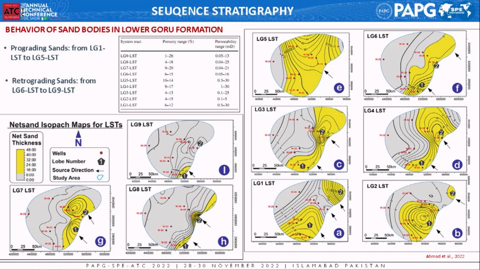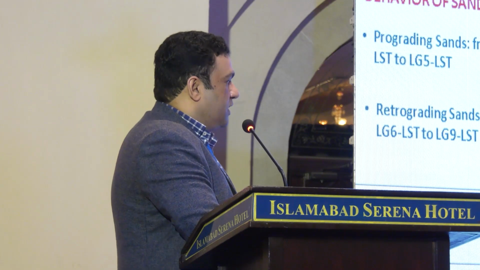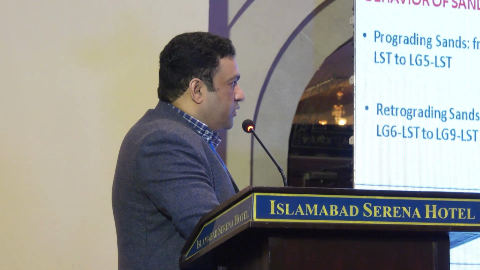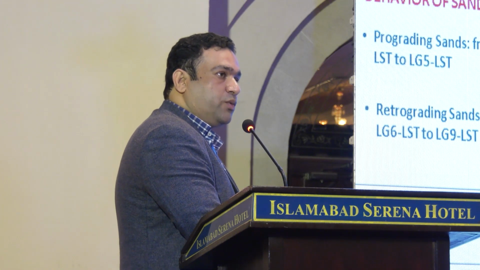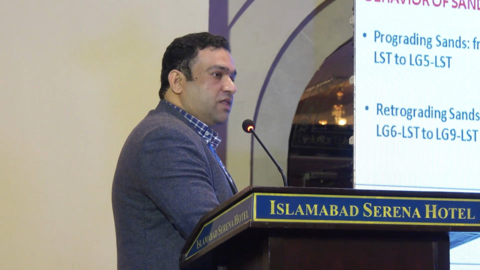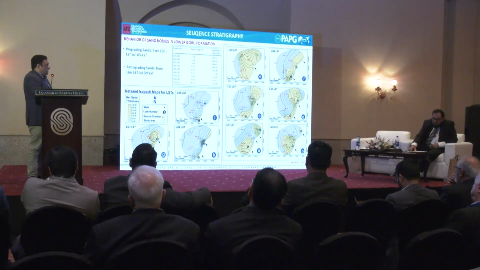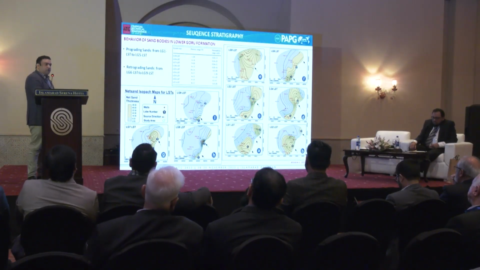So here you can see the sands are moving from the proximal side. Proximal side means land side to the basinal side. Land side is to the east and basinal side is to the west. So from A to E, the sands are actually moving towards the basin, and from F to I, the sands are moving towards the land. So it means from A to E, there was an overall progradation, and then there was a retrogradation. So here you can see the sands are very confined to the eastern border of the study area.